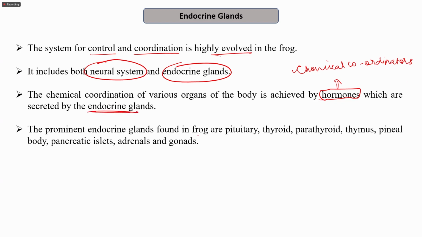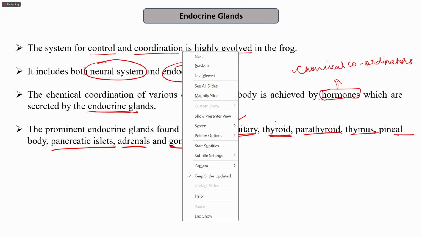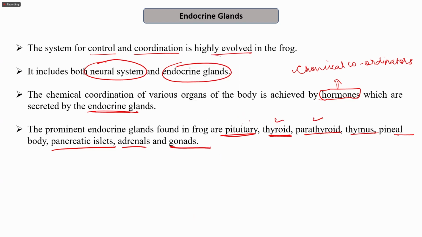The prominent endocrine glands that are found in the frog are the pituitary gland, thyroid gland, parathyroid, thymus, pineal gland, pancreatic islets, adrenal glands, and gonads. So these are the prominent endocrine glands found in the frog: pituitary gland, thyroid, parathyroid, thymus, pancreatic, adrenal, and gonads.